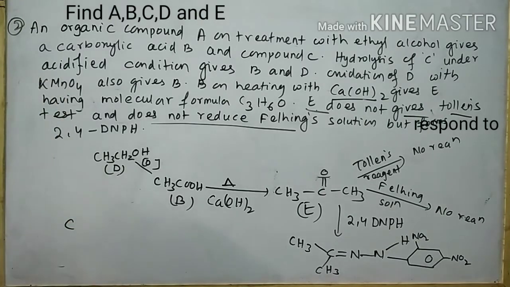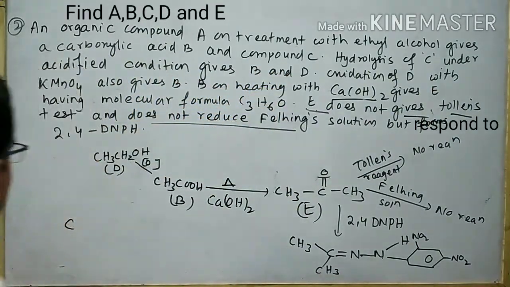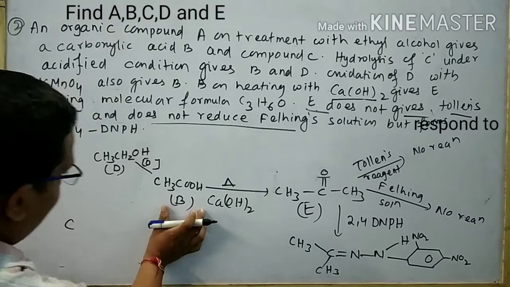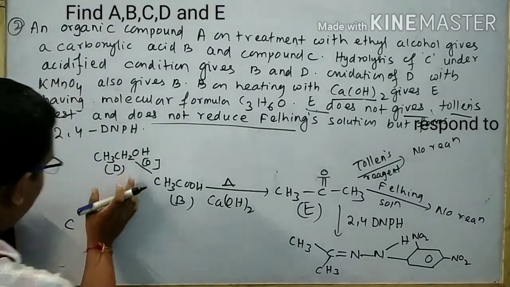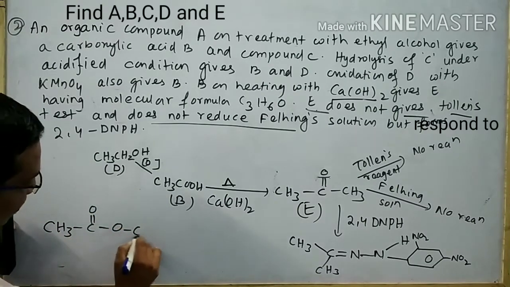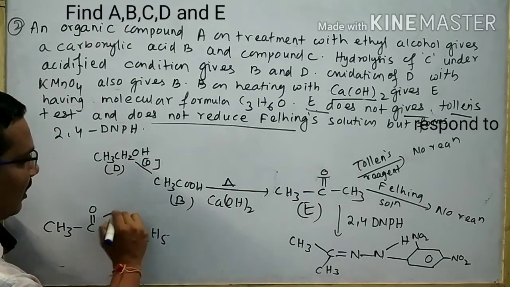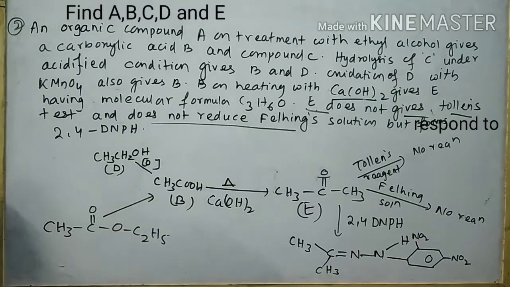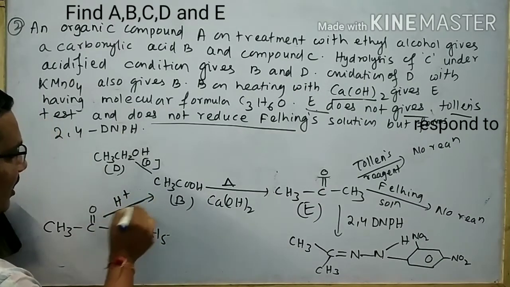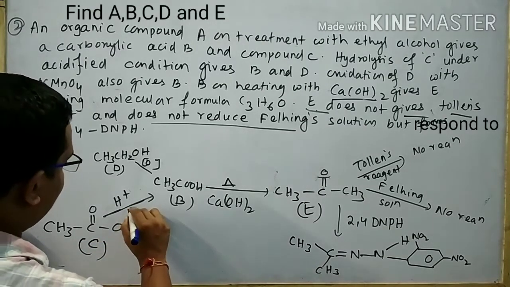Here we can write C. Hydrolysis of C under acidified condition gives B and D. That means B is acetic acid and D is ethyl alcohol. So C must be ethyl ethanoate. This must be an ester. We know that when an ester undergoes hydrolysis, a carboxylic acid and an alcohol are formed. This can be done in acidified condition, that means H plus. This is a reversible reaction. This is C. You can write here also H2O.